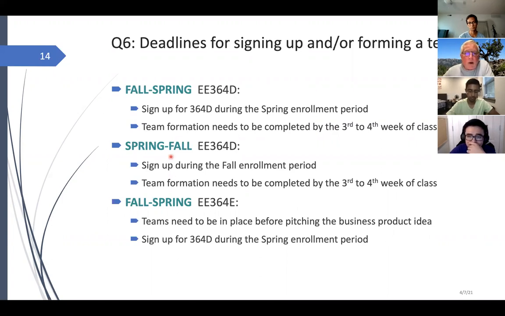For the spring, fall, if you decide you want to sign up for spring, fall next year, you'll sign up during the fall enrollment period. Same thing is true about what I just said about the fall, spring. So for fall, spring 364E, the teams are by default in place before pitching a product idea. So it's all done, and then sign up for 364D, and then Sharon will transfer you over.